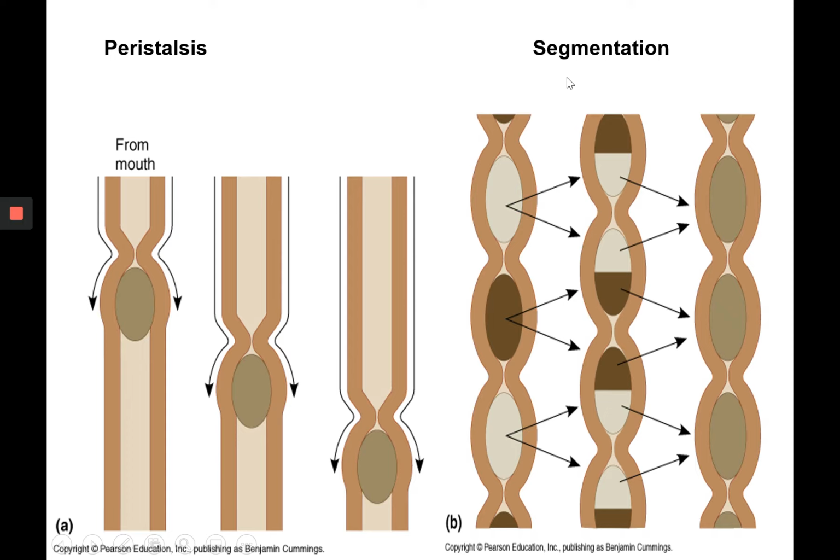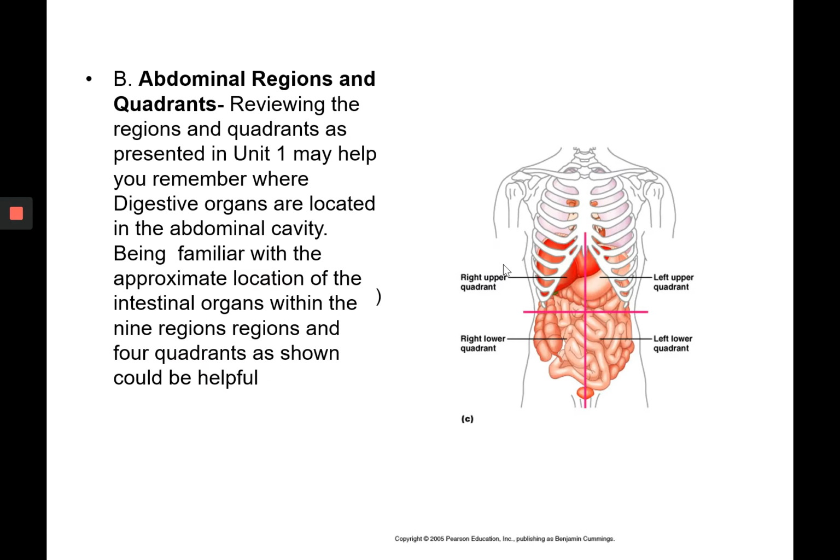Segmentation is also a smooth muscle contraction, but it belongs to the mechanical digestion process of digestion. And segmentation is going to have concurrent contractions that occur at the same time in order to mix or move food back and forth. And this mixing and churning is going to be a way to further process or break down food mechanically.